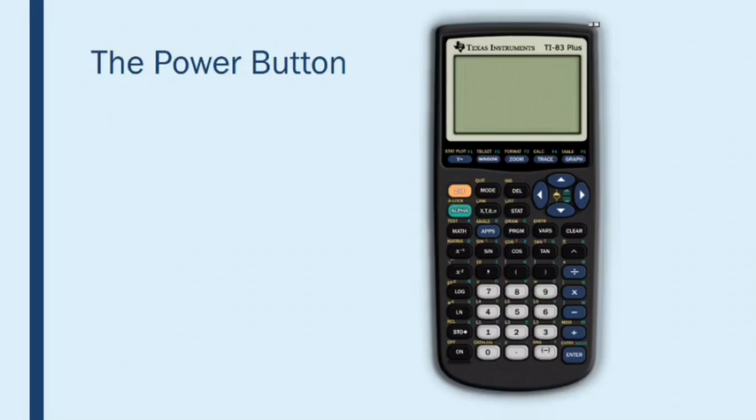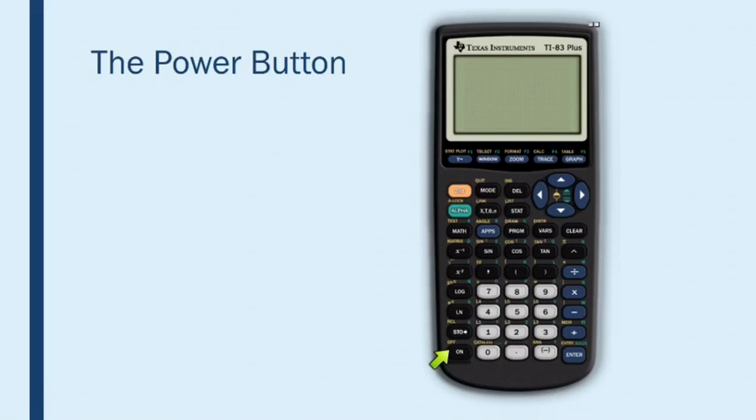First, let's talk about the power button. You have to be able to turn the thing on and off. So down here in the lower left you can see this button is labeled on. If I press this button, the calculator will turn on, and you can see the little blinking cursor there.